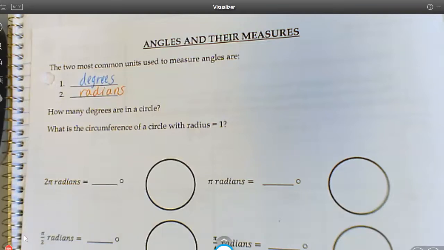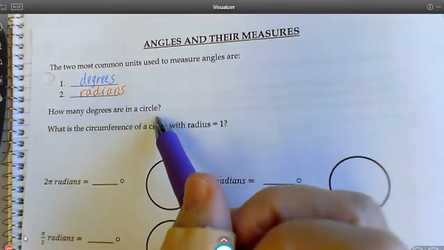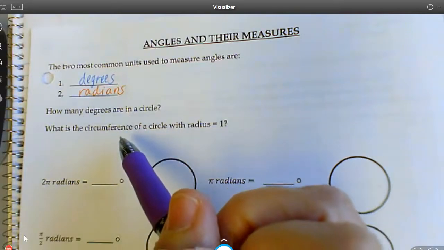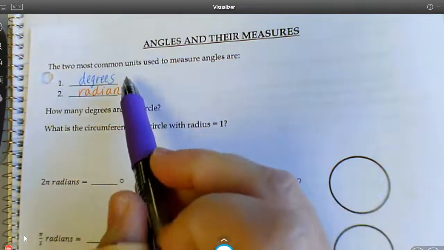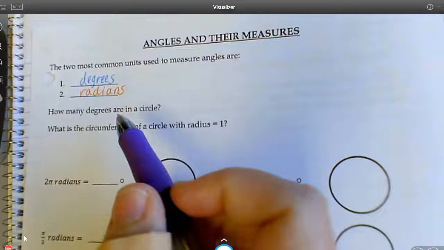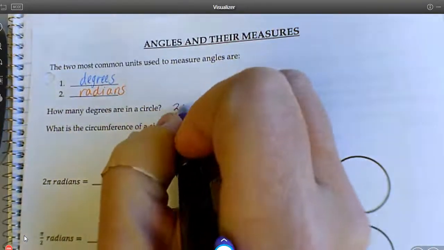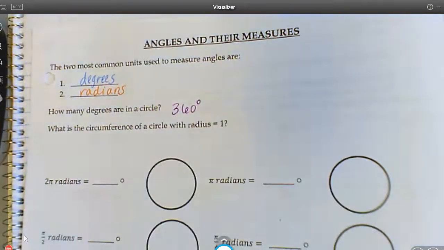So to try to explain just a little bit, I'm going to talk to you real quick about how many degrees there are in a circle and what that has to do with the circumference, to help you understand how the degrees and radians are related. So, how many degrees are in a circle? 360. If I go all the way around the circle, that makes 360 degrees, and that's important to know.